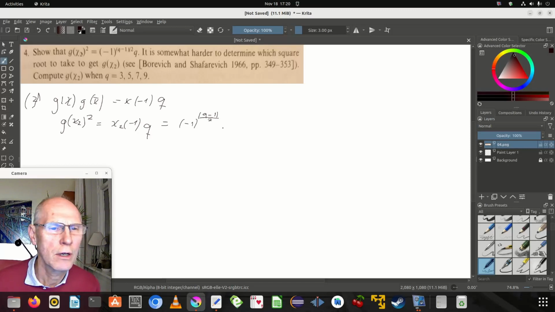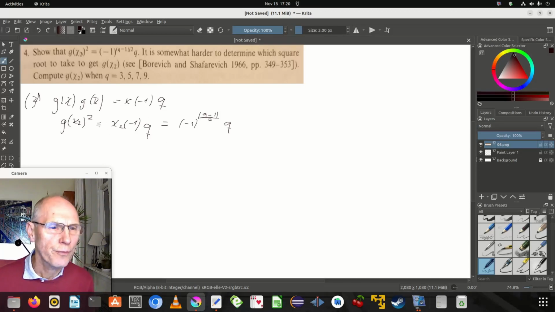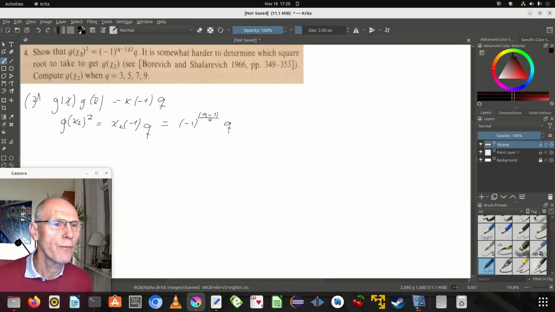Or does it? Well, let's believe that. If q is equal to 1 modulo 4, then it becomes 4 and it becomes even. And if it's 4, 1 minus 1, then it becomes odd. Right. So that's correct. And that was what we should show.